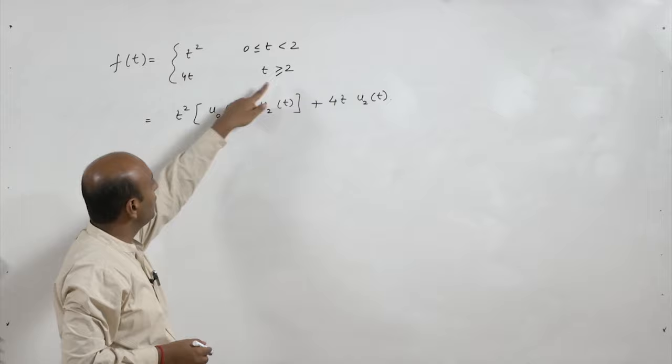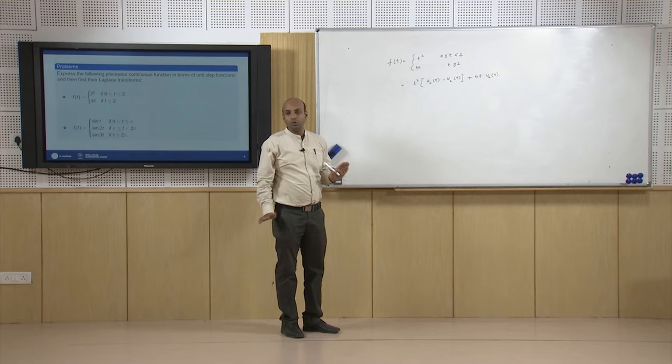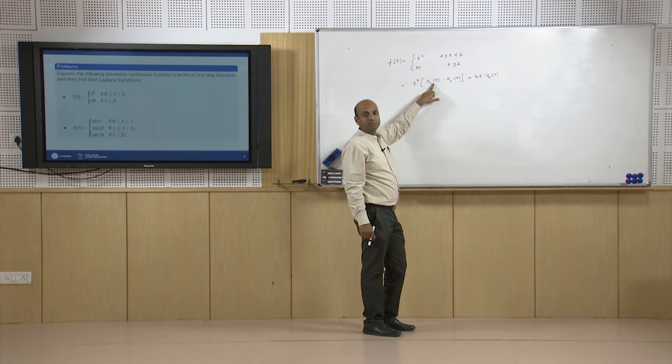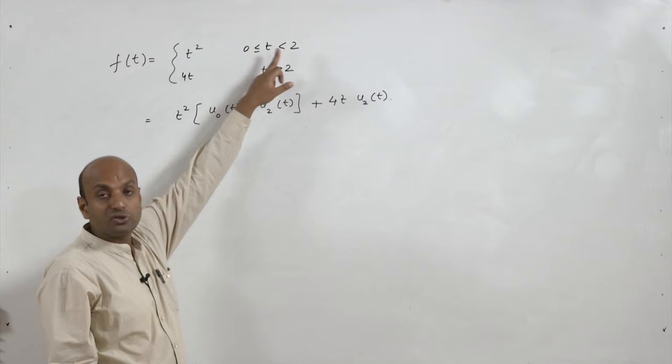Now suppose t is lying between 0 to 2, okay. If t is lying between 0 to 2, so this will be 1, because t is more than 0, and since t is less than 2, so this is 0 and this is 0. So we are having only t square, when t is lying between 0 to 2, okay.